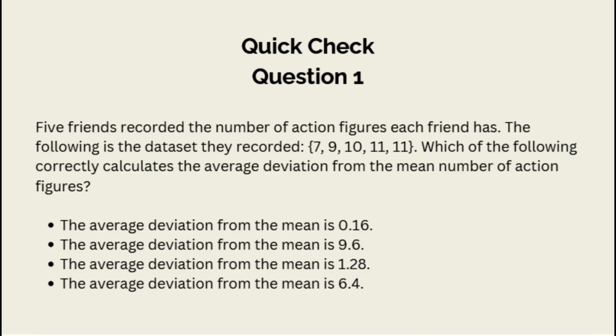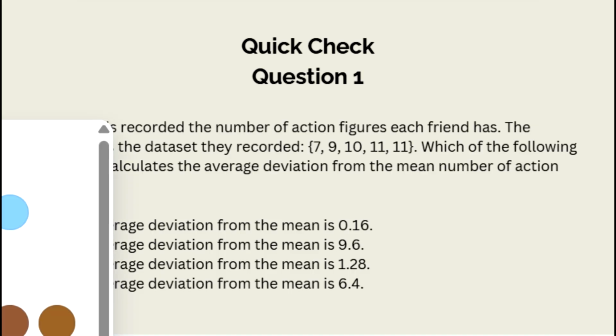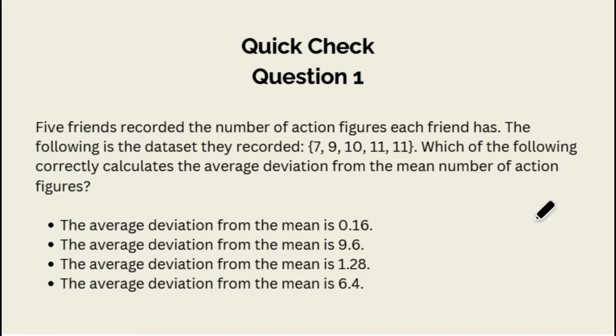Okay. Here's quick check question number 1. I will not give you the answers to these, but I will tell you how to find the answer. 5 friends recorded the number of action figures each friend has. The following is the data set recorded. Which of the following correctly calculates the average deviation from the mean number of action figures? So you're going to do all the steps that we've been doing up to this point.